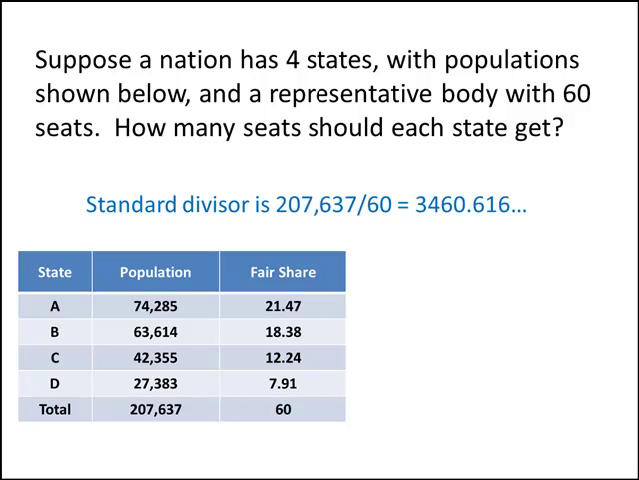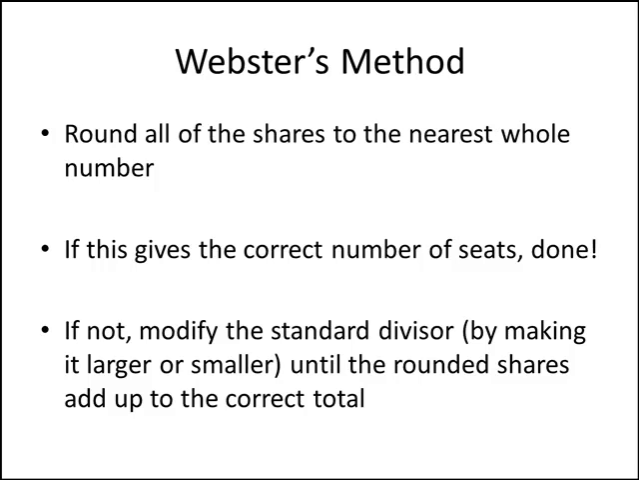But the problem is that those aren't whole numbers. So we need the number of seats we assign to each state to be a whole number. How do we resolve this issue? Well, Webster's method gives us a way to do that. Webster's method tells us to round all of the shares to the nearest whole number. Now, it might be that that gives us the correct number of seats.